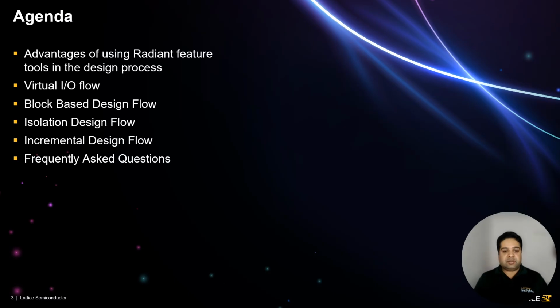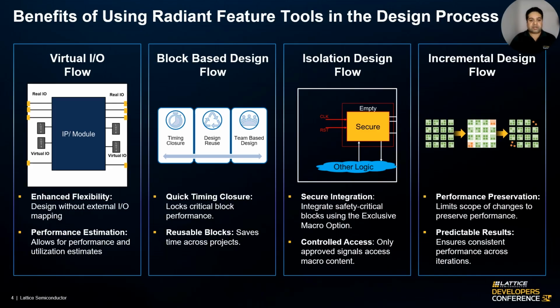Today in this session, let's look at some of the advantages of using Radiant feature tools in the design process. Feature tools such as Virtual I/O flow, block-based design flow, isolation design flow, and incremental design flow, which are supported in Radiant software, and finally conclude with some frequently asked questions. Now let's look at some of the benefits of using Radiant feature tools in the design process.